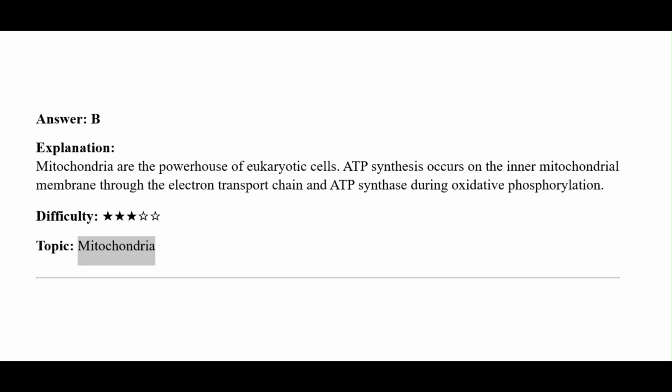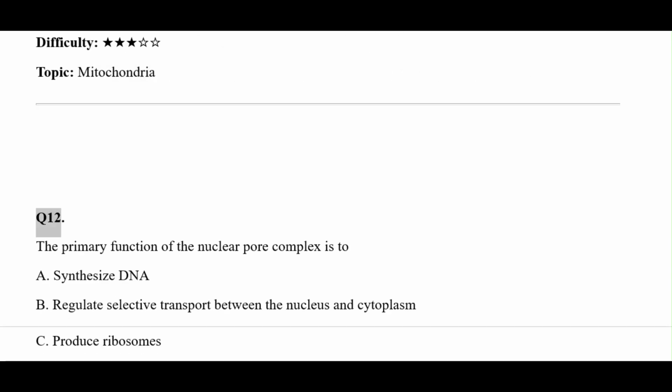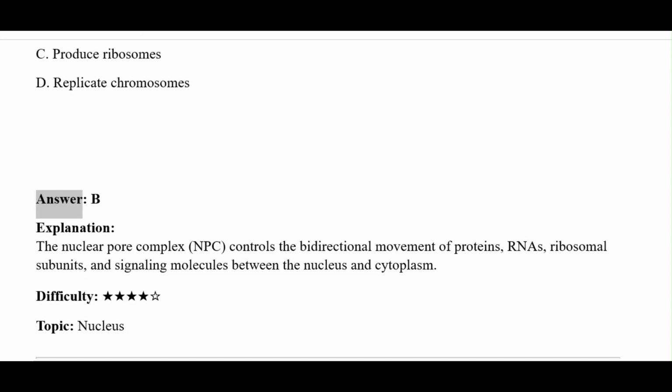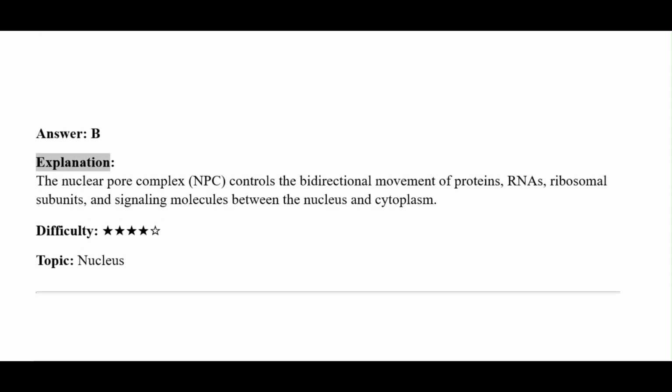Difficulty. Topic: Mitochondria. Q12. The primary function of the nuclear pore complex is to A. Synthesize DNA, B. Regulate selective transport between the nucleus and cytoplasm, C. Produce ribosomes, D. Replicate chromosomes. Answer: B. Explanation: the nuclear pore complex, NPC, controls the bidirectional movement of proteins, RNAs, ribosomal subunits, and signaling molecules between the nucleus and cytoplasm.